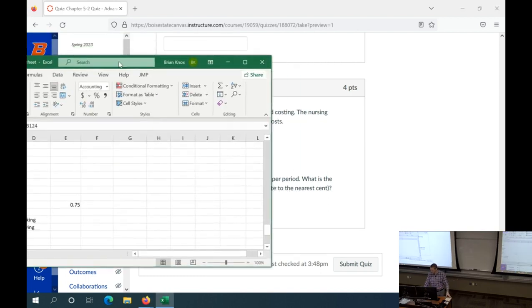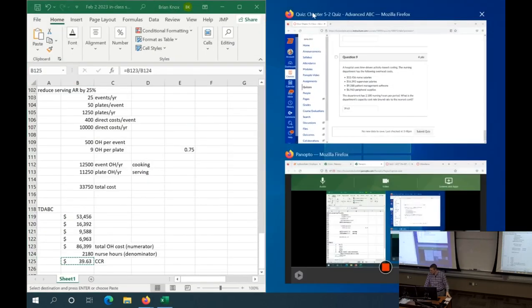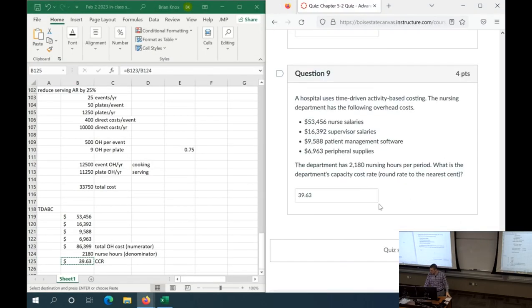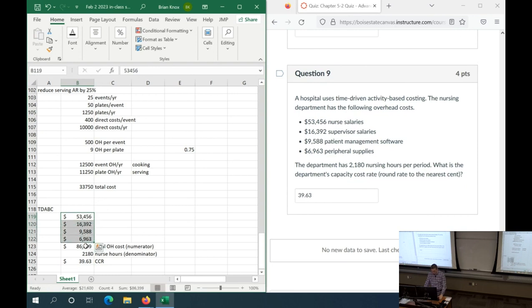Oh, let me pull over the spreadsheet. That's all I did. I took the 4 categories. I summed them to total overhead costs. It's the numerator. I pulled in 2180. That's the nursing hours denominator. And we have the capacity cost rate at the bottom. It's just a division of those two.